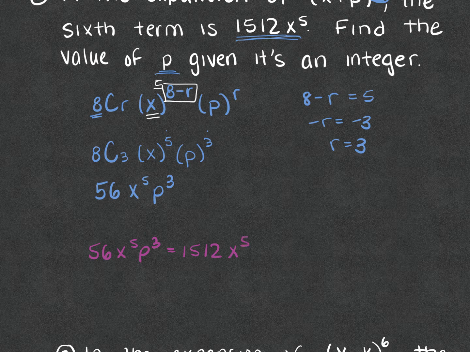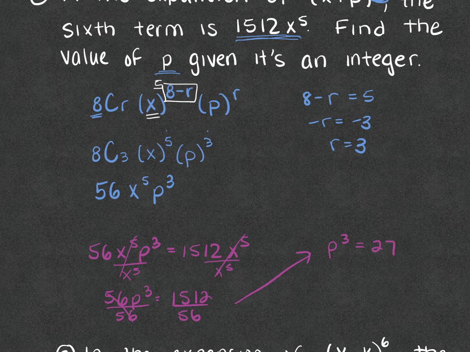Okay, and then this is how we solve for p. So first, divide both sides by x^5, and that goes away. So 56p^3 equals 1512. Divide by 56, and we get p^3 equals 27. And then if you cube root that on both sides, we get that p equals 3. And that's our final answer.